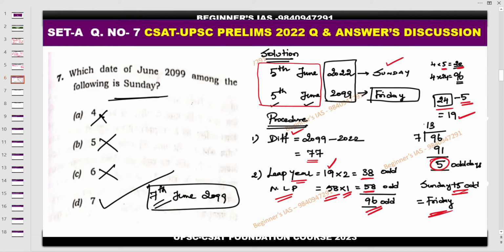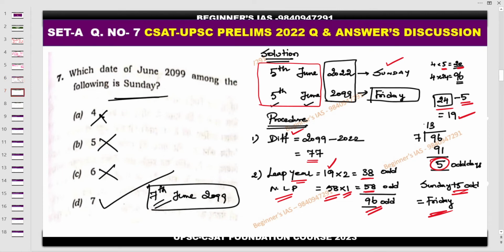Our channel has only 1,115 subscribers. We started only in February or March, about 4 months before. So there are this many subscribers only. But this explanation was viewed by 2,700 people. So people learn the shortcuts. This is the shortcut, or else you can do any other method.